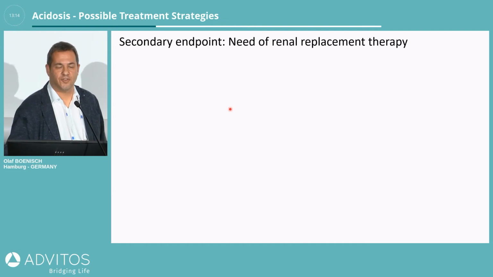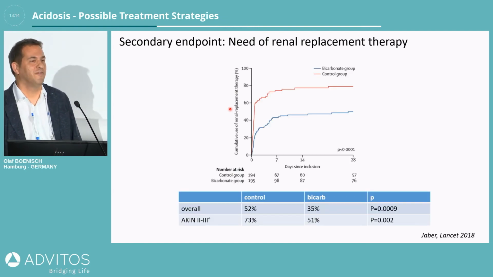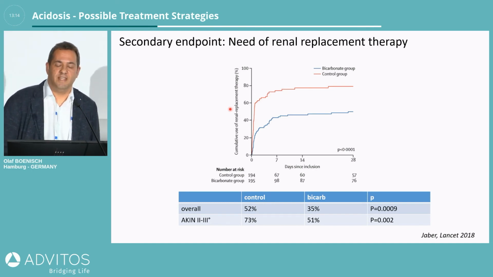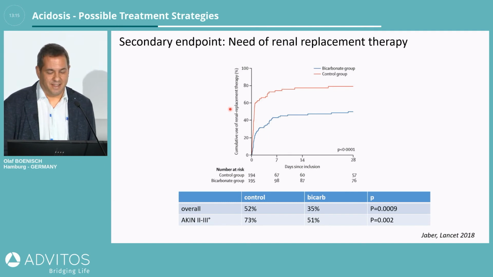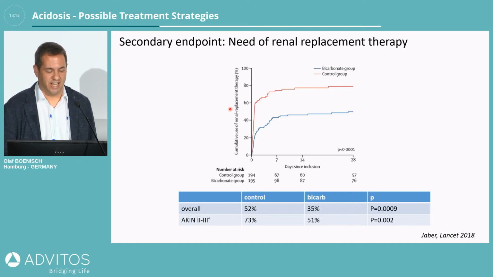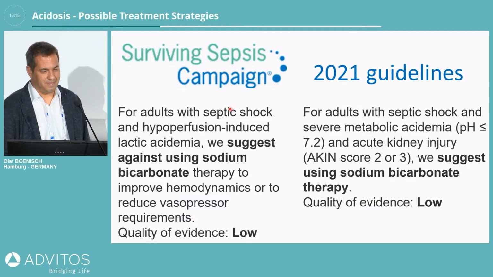And what was also striking, the secondary endpoint, the need of renal replacement therapy, and this was very obvious. There was a strong difference. For the patients who received bicarbonate, the need of renal replacement therapy was way lower, and this was true for both the overall population as well as for the patients with acute kidney injury.